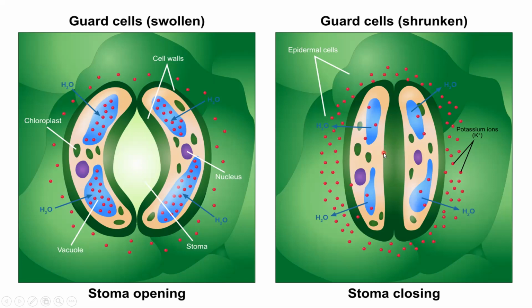And this is how, whenever carbon dioxide or gaseous exchange is required, these guard cells open and close the stomata. And when photosynthesis is not taking place inside the cells of the plants, at that time, the stomata remain closed to prevent the excess loss of water in the form of transpiration.